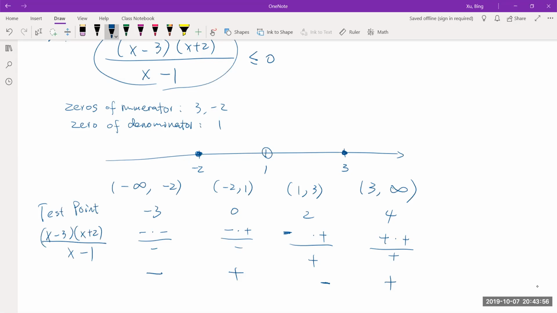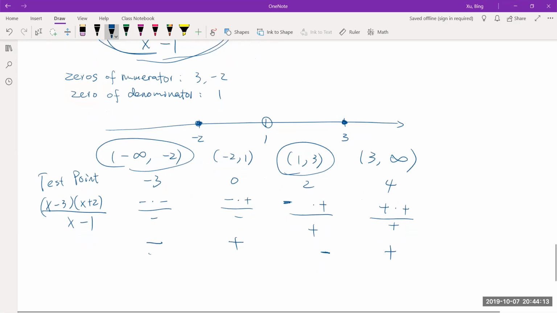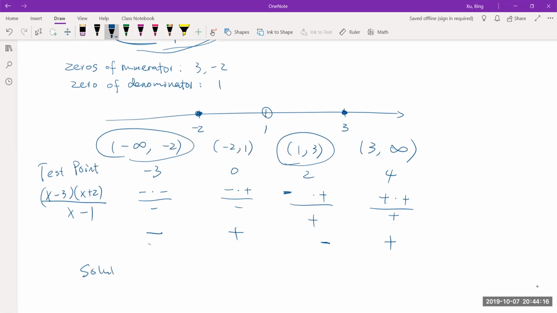Okay, and we want to know when this expression will be less than 0, which is negative. So it will be this interval and this interval plus those 2 points. To sum it up, you should have from -infinity to -2, -2 will be included, union from 1 to 3, where 3 is included. Right. Any questions on this problem?